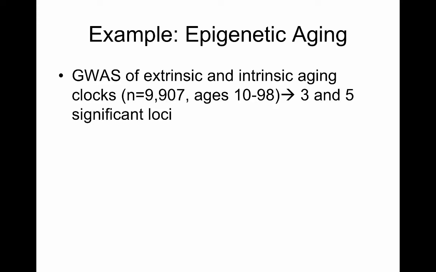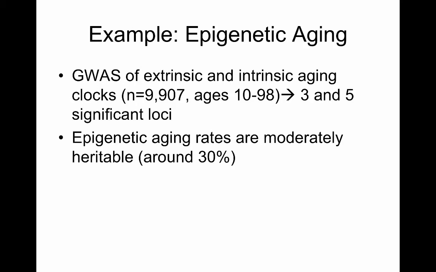Instead of finding instruments for each individual CpG that's part of this clock, the authors of this paper just ran a GWAS using the two epigenetic age acceleration measures as the outcomes, and they had a really big sample with a wide range of age. And they found 5 potential regions of interest for the intrinsic one and 3 for the extrinsic one.